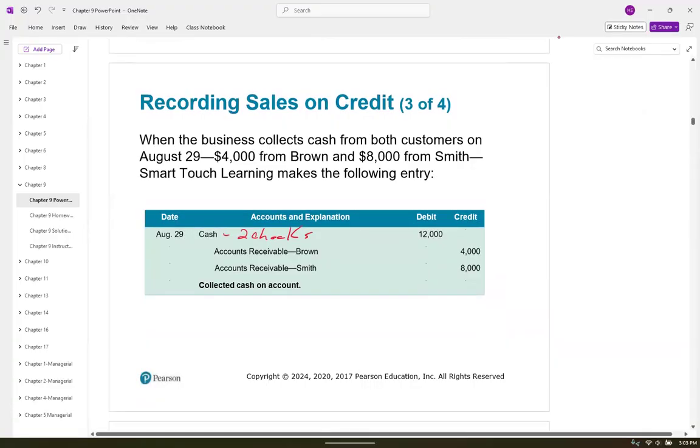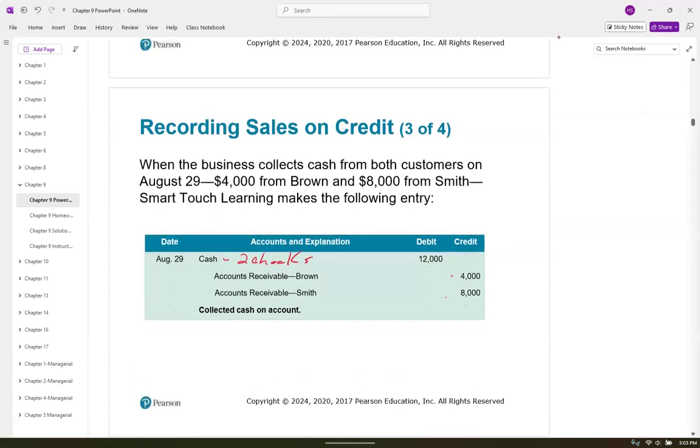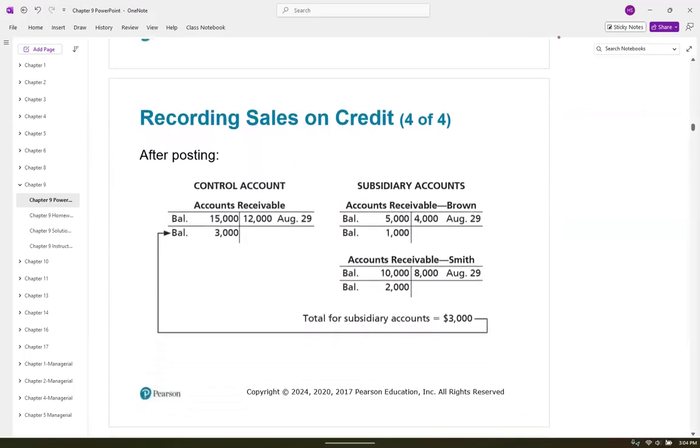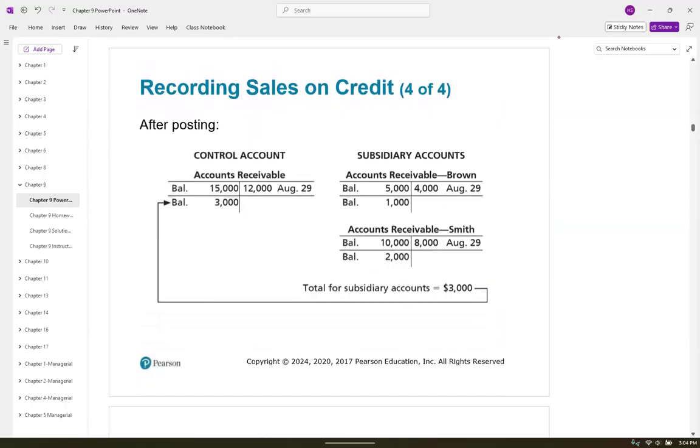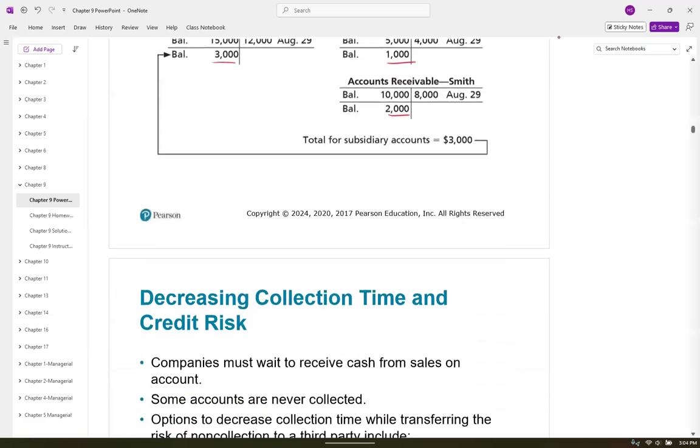And then they're crediting those accounts receivable. Remember, the receivable just holds it until the customer actually pays us. If we were under a cash basis of accounting, we wouldn't worry about it. We wouldn't do the accounts receivable. We would just record the revenue when we get the cash. Now you can see those accounts have a balance of 1,000 and 2,000, and the control or parent account has a total of 3,000.